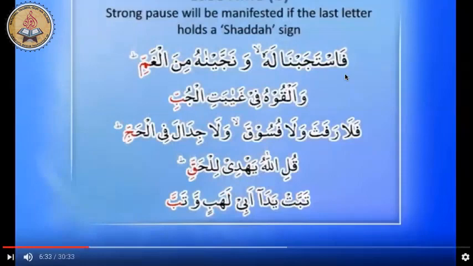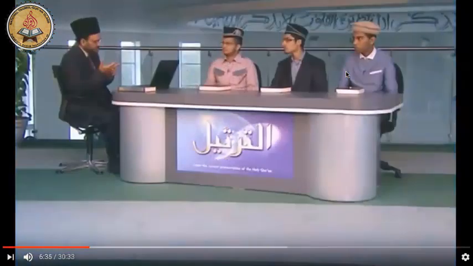Okay, so strong pause will be manifested if the last letter holds the shadda sign. Everything is clear, and these are some more examples. And remember, there are two letters of nasal sound, ghunna. One is noon, which you tried, libasul lahun, and the second letter is mim. Okay, mim mushaddad. Okay, Adi, you do the first line.